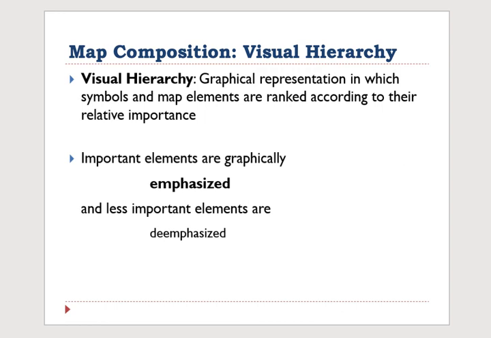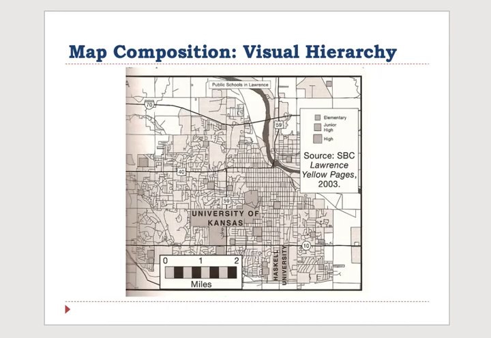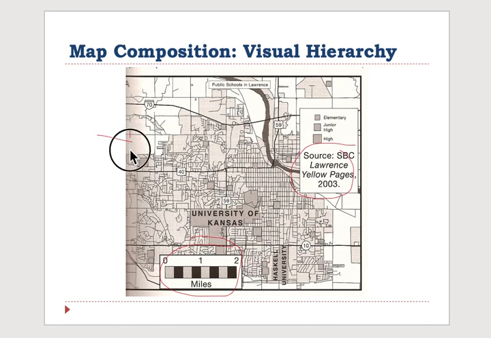So visual hierarchy is the graphical representation in which symbols and map elements are ranked according to their relative importance. Important elements are graphically emphasized and less important elements are de-emphasized. Here, what is emphasized is definitely our graphic bar scale and our legend, but specifically our source. Our eyes are immediately drawn to the least important part of our map.